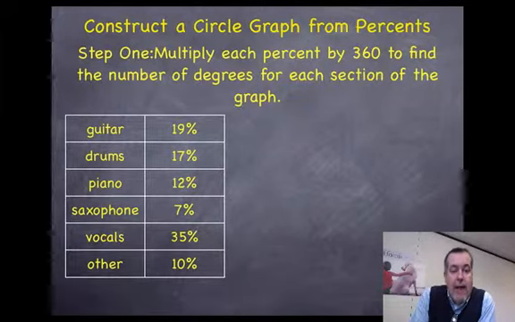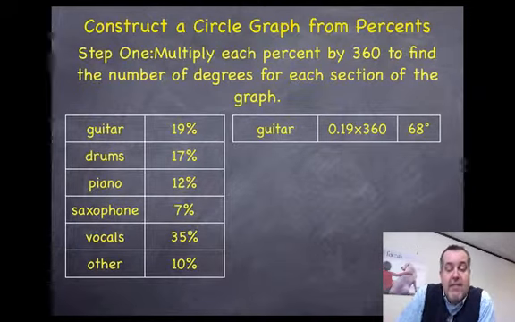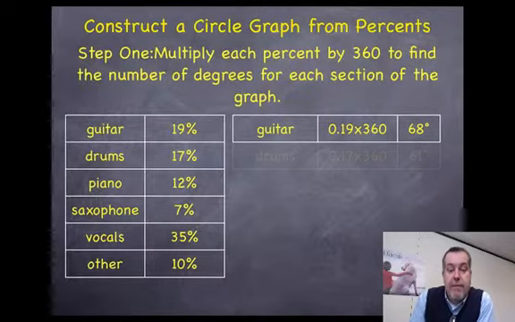So we have our amounts here, and what we're going to do is take guitar and turn the percent into a decimal and multiply that by 360 to give us the number of degrees for guitar. So we take 0.19 and multiply that by 360 and we get about 68 degrees. And I say about because there's probably going to be some rounding that you have to do, to the nearest degree.